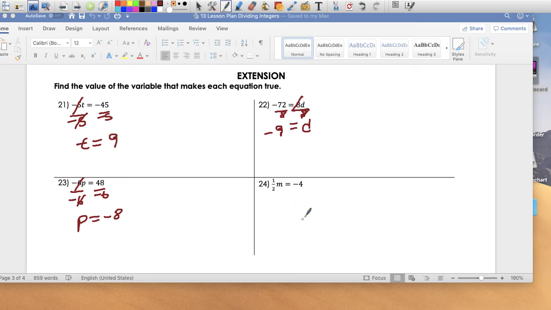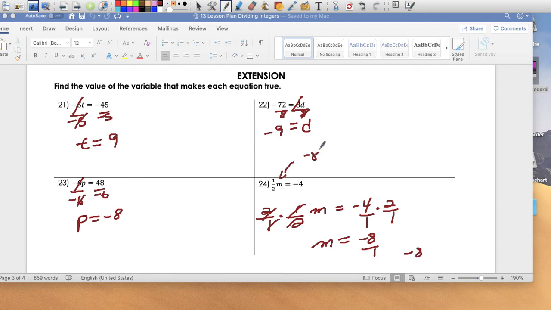So when it's a fraction, we want to multiply by the reciprocal. So let me write this out. I want to multiply this side by the reciprocal of the coefficient. So it's going to be 2/1. And multiply this side by 2/1. These two will simplify to just 1, and 1 times m is just m. Remember how to multiply this? We can put this over 1 and multiply across. -4 times 2 is -8 over 1, which is the same thing as just simply -8. So m, the value that's missing here, is -8.